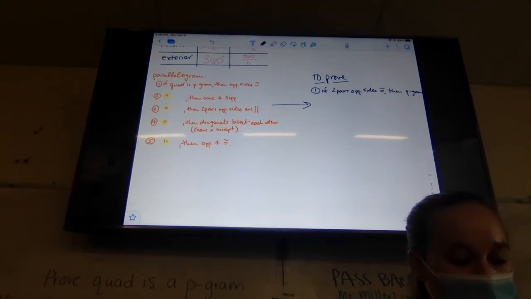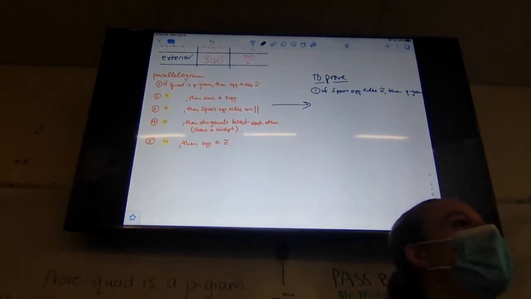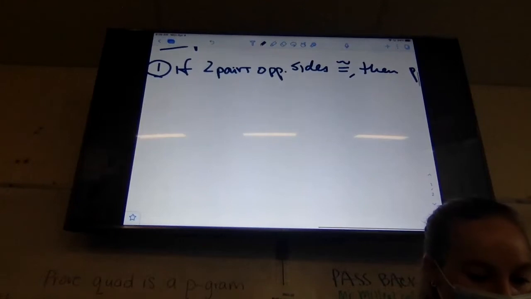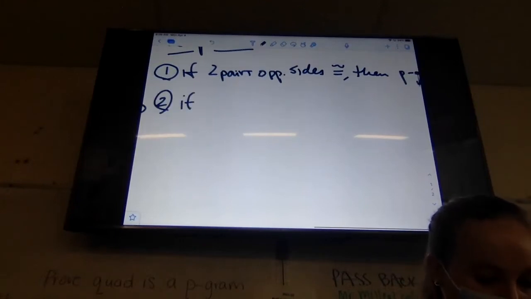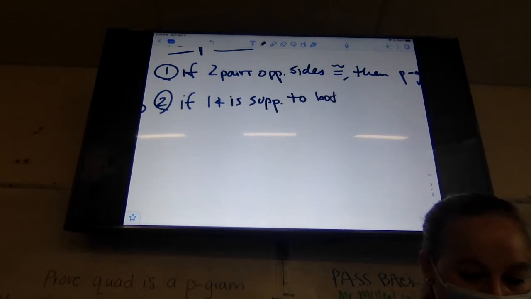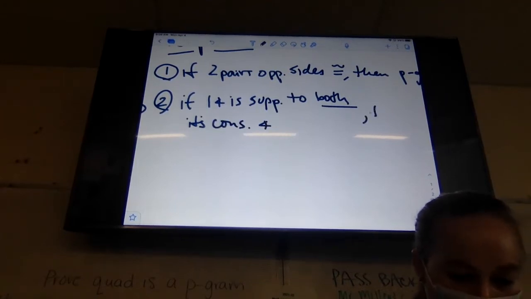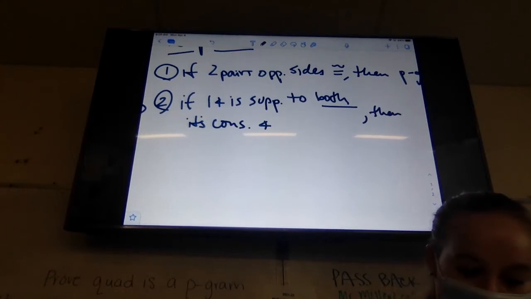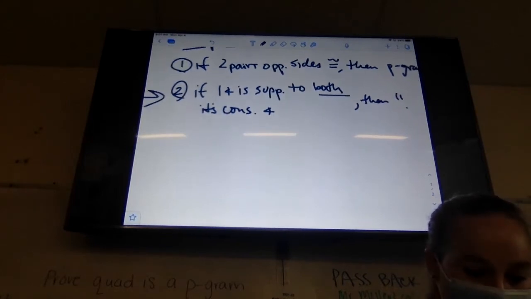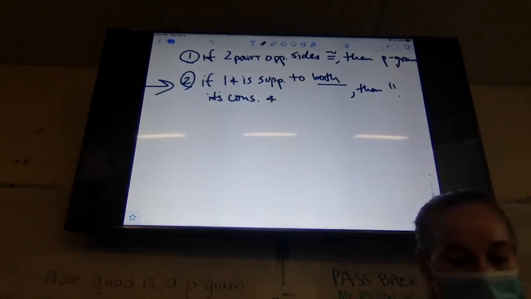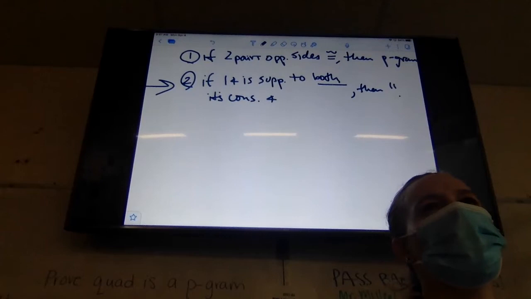The next one we said, if it's a parallelogram, then consecutive angles are supplementary. We can say that as well. We make it a little bit more specific here by saying if one angle is supplementary to both its consecutive angles, then it's a p-gram. I'm running out of room, so I didn't write p-gram all the way out. Is this ringing some bells?